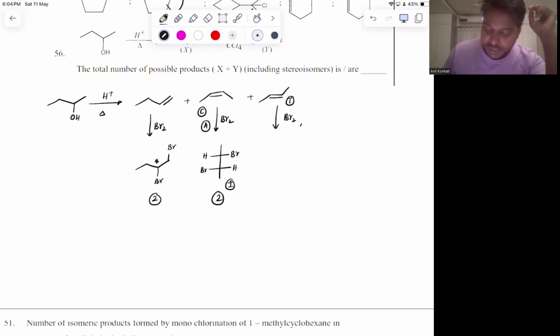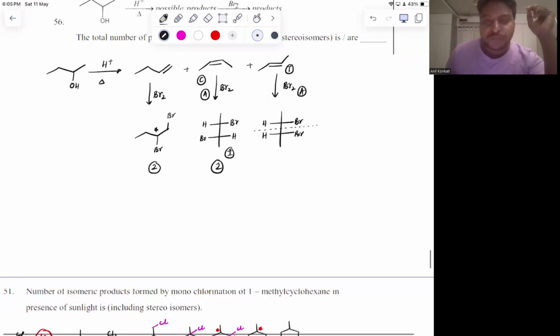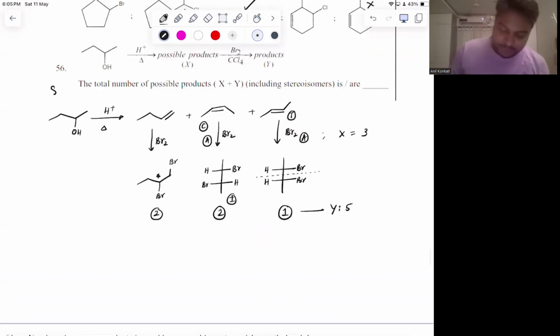Br2 addition is an anti-addition. Trans plus anti will give you erythro. So Br and Br will get added here like this. So this is a mesoform if you notice. So mesoform means it has a superimposable mirror image. So only one should be counted. So number of Y which we take out here is Y is 5 and X here is 3. So total amount is how much? 8. So that is a question asked.